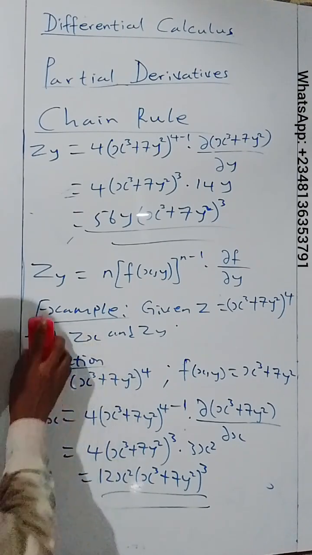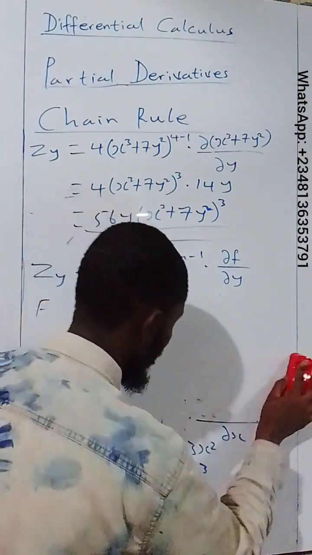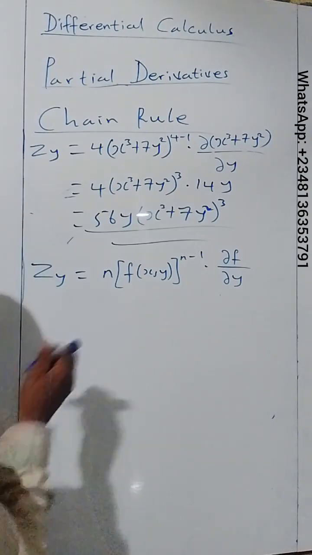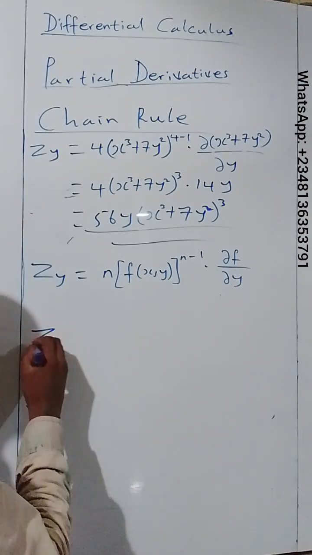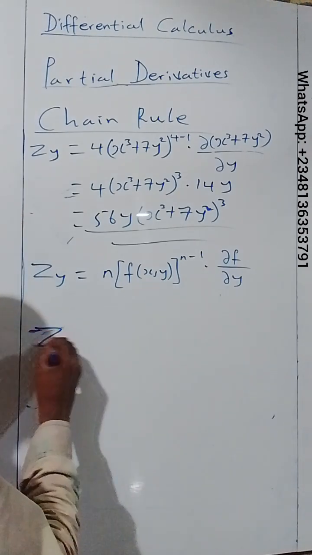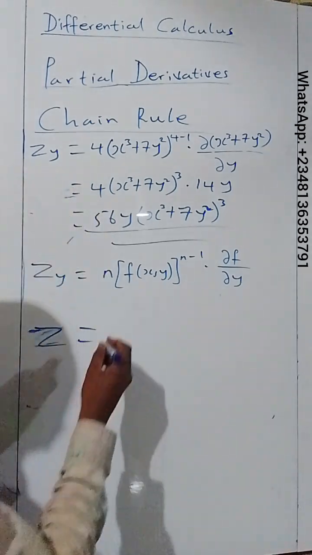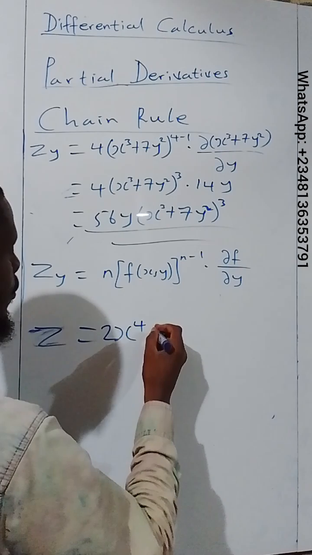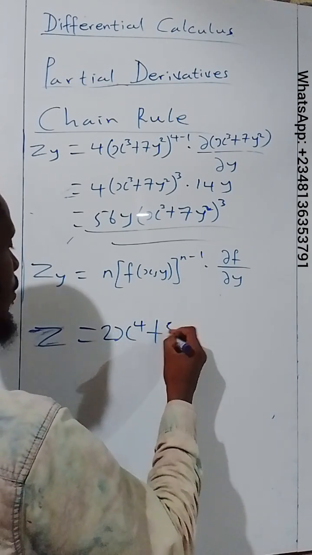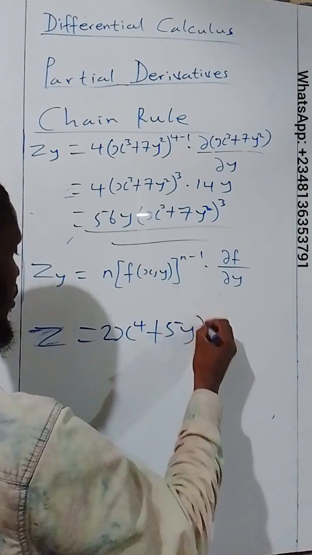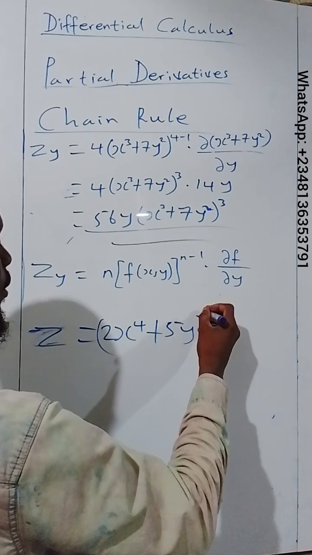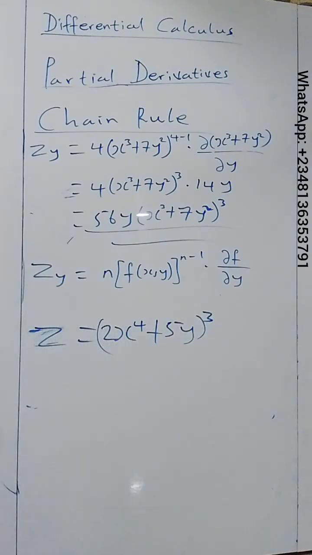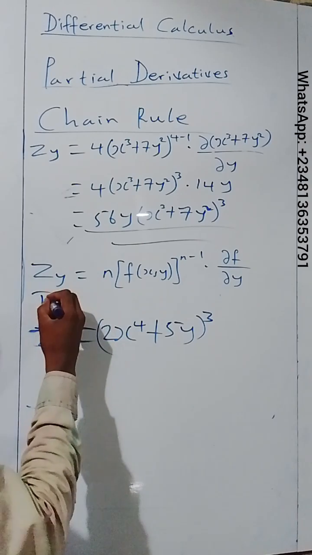So now, can you try this and drop your answer in the comment section? Let's say we are given the function z equals 2x raised to the power 4 plus 5y raised to the power 3. Can you find the partial derivatives? So try this.